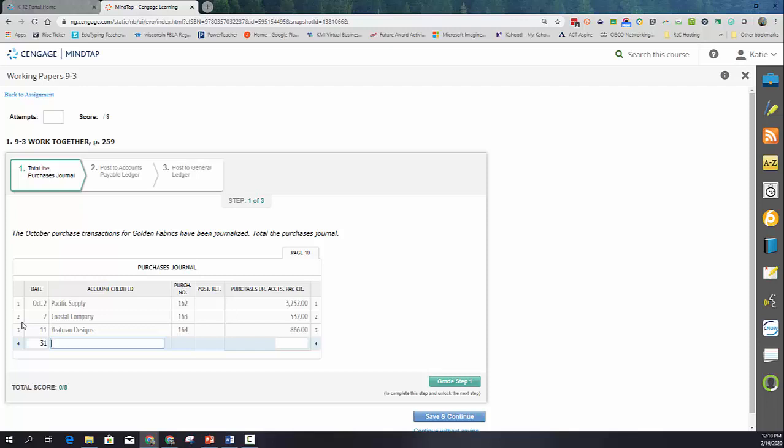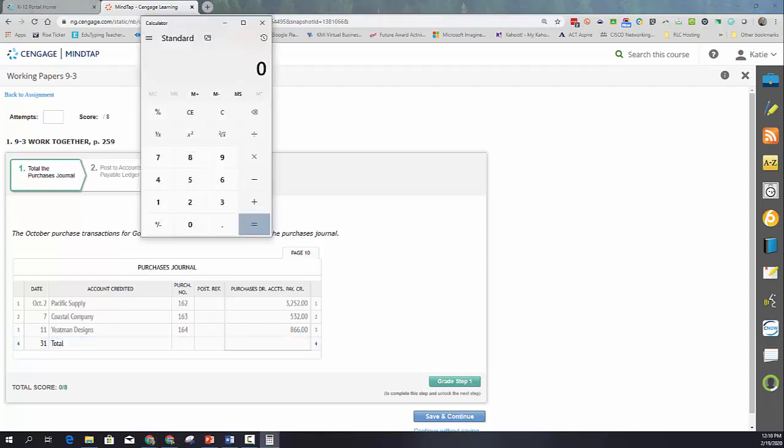Total, not totals, because there's only one number. Now I have to break out my handy dandy calculator. Now, have I talked to you about the calculators on our Windows 10 computers yet?